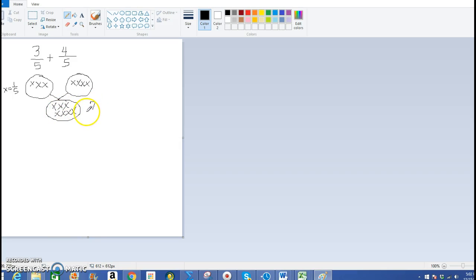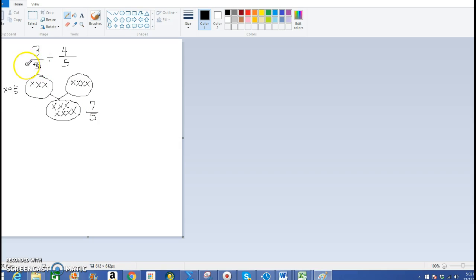And I have 7. And then I have to say, hey, I'm not counting whole objects here. Each of my objects is a fifth. So what I have is 7/5. Now the reason I did these x's is because I just wanted to prove a point here.